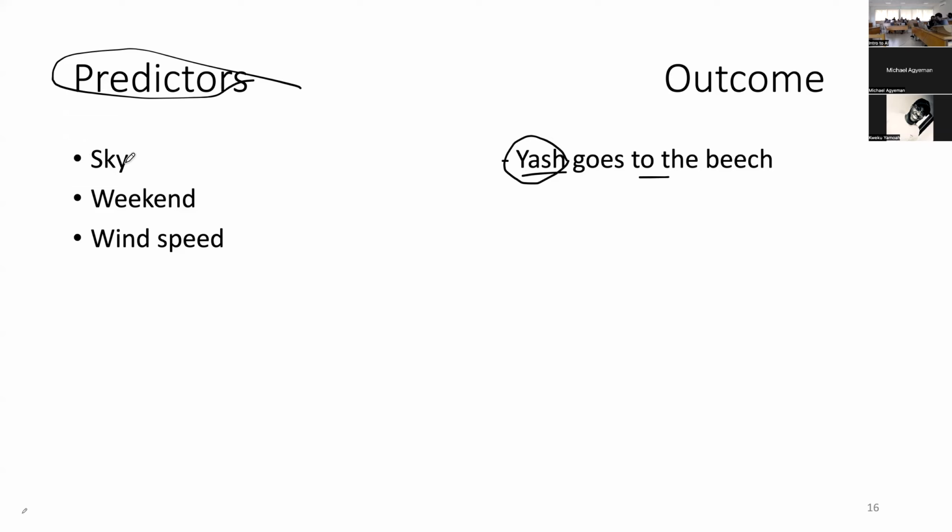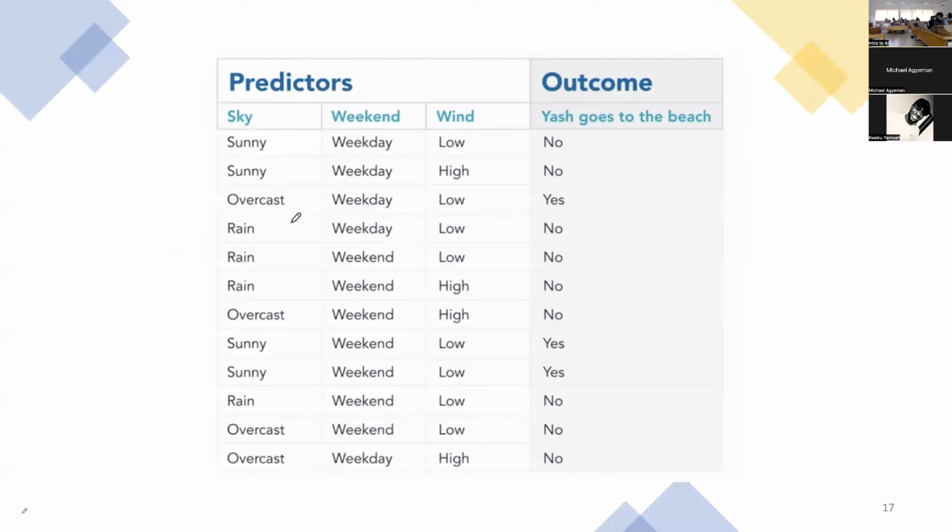Okay, so we have three predictors that we want to look at. We want to take the sky, the weekend, and then also the wind speed. So if we look at the known data, the data that we really understand, which is about Yash's behavior, we notice that Yash doesn't go to the beach when it's sunny, and it's a weekday, and the wind speed is low. In the same way, you've got other characteristics that go on, but we see this in the tree.